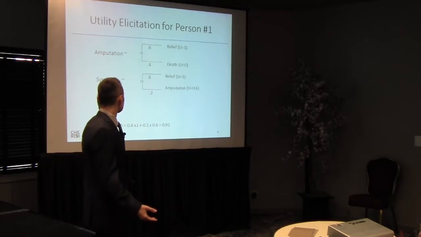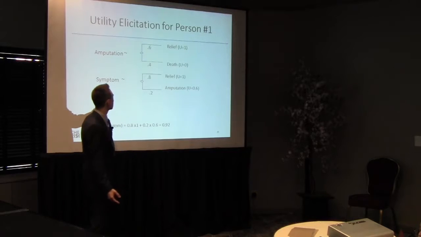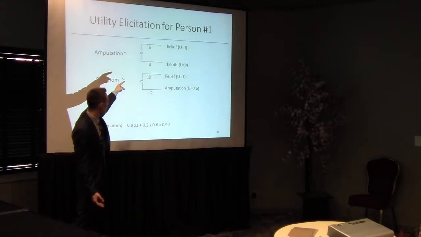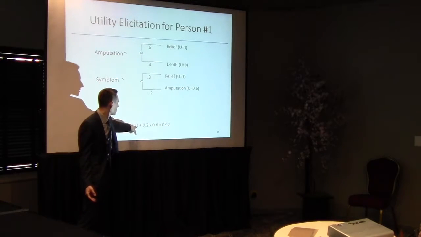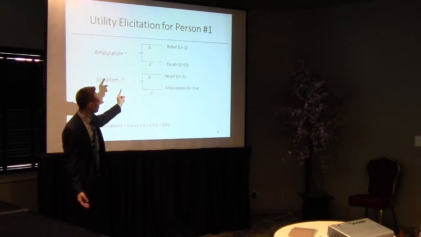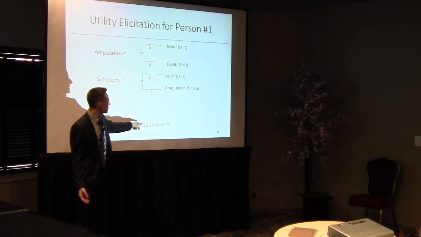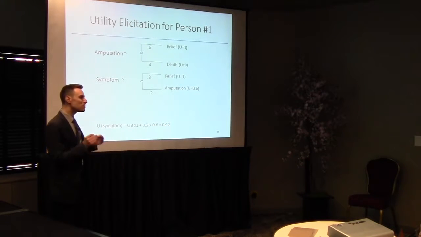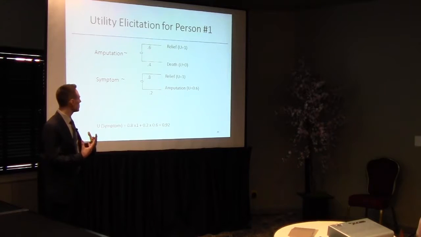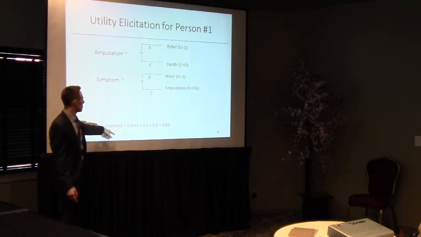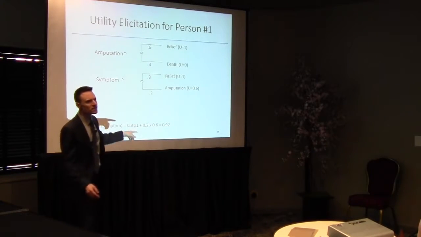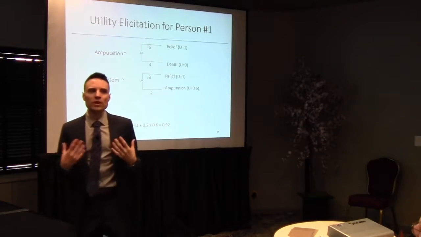So the same thing with the symptom. We can say, okay, well, there's a probability of 0.8 that we're going to end up in this arm, and the utility associated with that is 1. And there's a probability of 0.2 that we're going to end up in this arm, and the utility associated with that is 0.6, which gives us an expected utility value, which is basically a weighted value of utility, of 0.92.